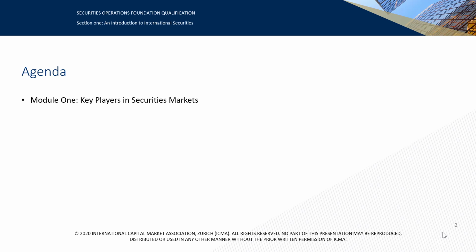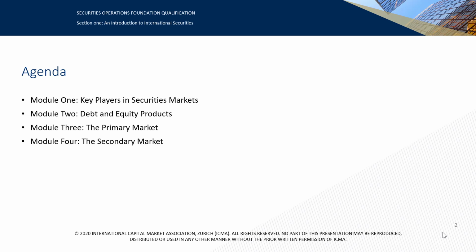The first one, being this one, looks at key players in securities markets. In Module 2, we'll take a closer look at debt and equity products. In Module 3, the primary market, and in Module 4, the secondary market.